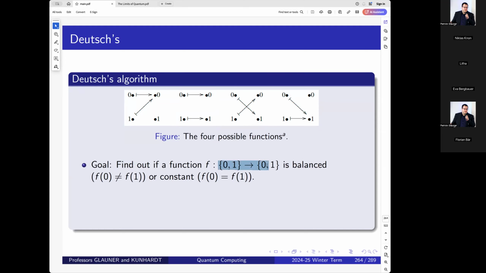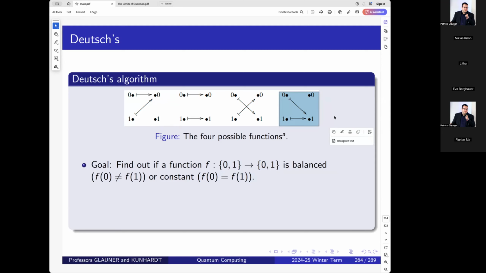So we can write this out. A function with input 0 or 1 is mapped to 0 or 1. And we can say that a function is balanced or constant. Constant would mean that f of 0 is the same as f of 1. So f of 0 is 0 and f of 1 is 0. So this one here would be constant. The last possible function is constant as well, where f of 0 is 1 and f of 1 is 1.